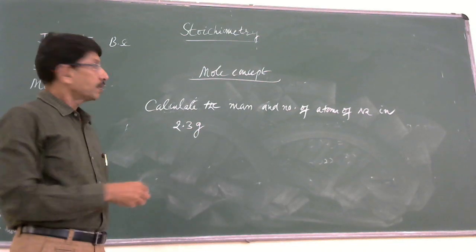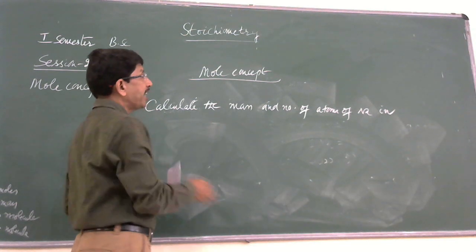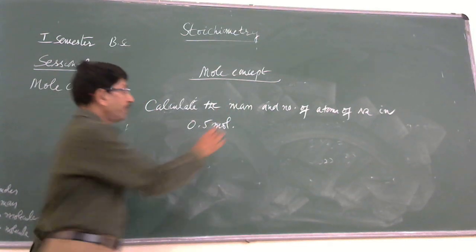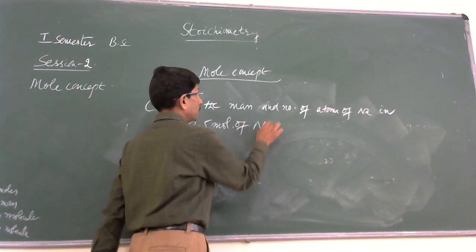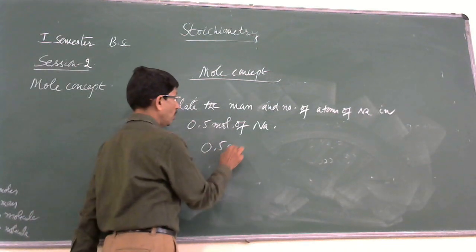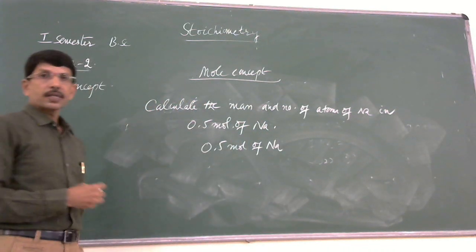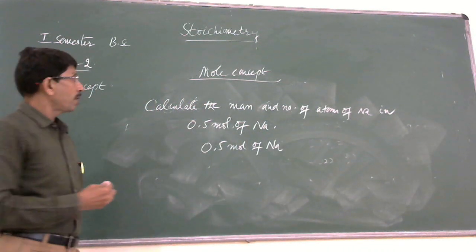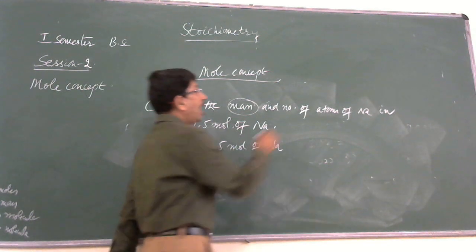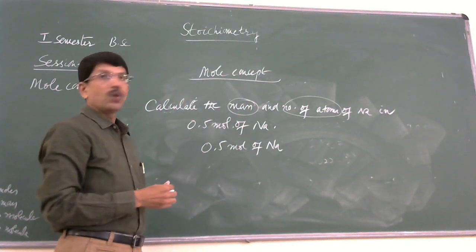Calculate the mass and number of atoms of sodium in 0.5 moles of sodium. Now let us see. So you have 0.5 moles of sodium. Our problem is to calculate what is the mass of 0.5 moles of sodium and how many atoms of sodium will be present in 0.5 moles of sodium.